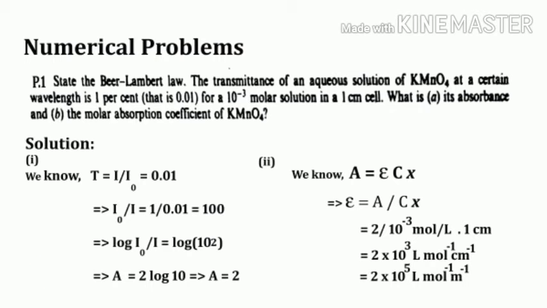Now again we know that A is equal to epsilon into C into X, from which we can write epsilon is equal to A by Cx. Substituting the value of A, C and X, we get epsilon equal to 2 divided by 10 to the power minus 3 mole per liter into 1 centimeter, which gives you 2 into 10 to the power 3 liter mole inverse centimeter inverse. Then if we convert centimeter into meter inverse, then we will get 2 into 10 to the power 5 liter per mole per meter, which is the value of the molar extinction coefficient, right?